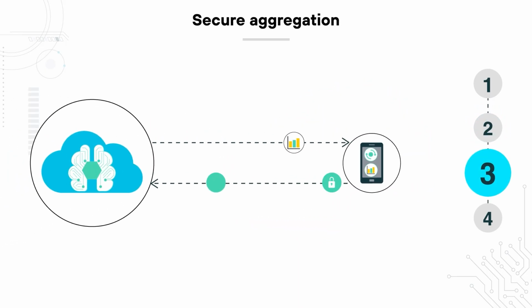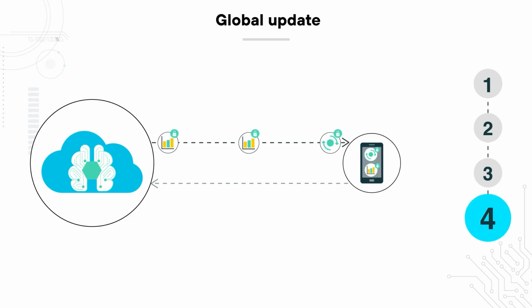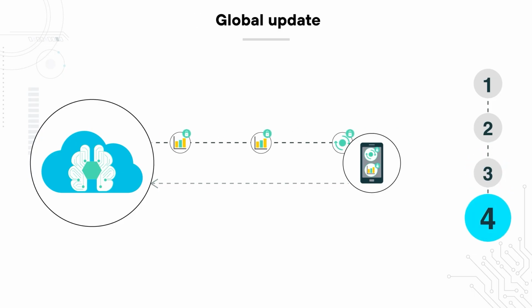Then comes secure aggregation. Clients encrypt their updates and send them to the server. The server combines these without knowing what each one contains. The server updates the global model and the cycle continues.